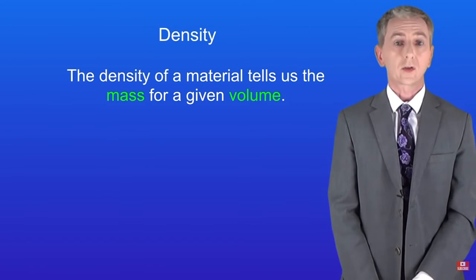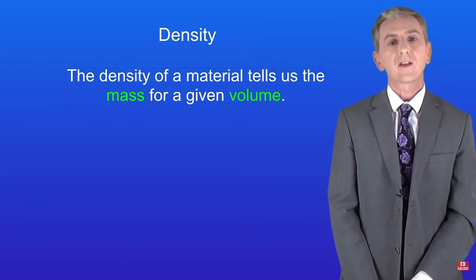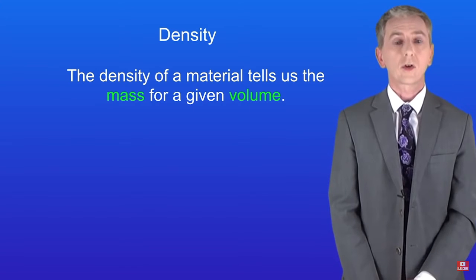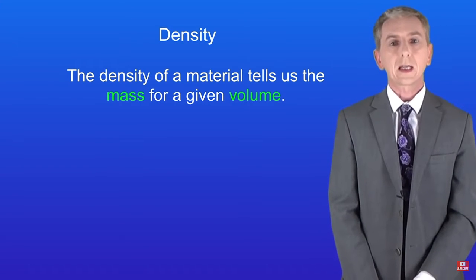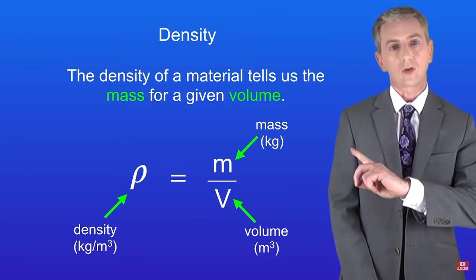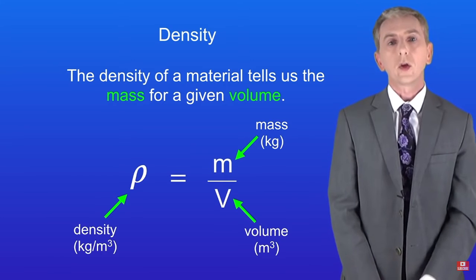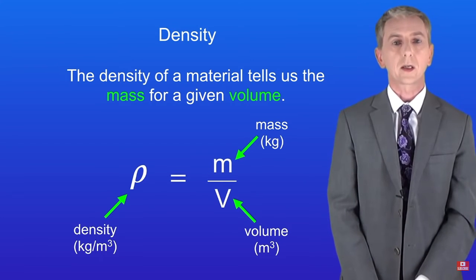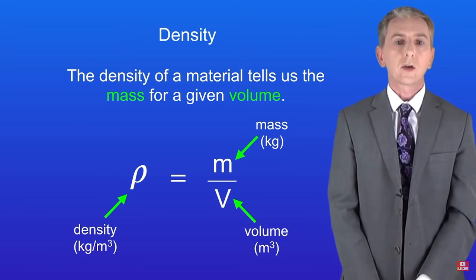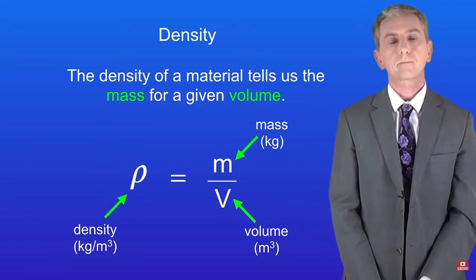In the last video, we looked at density, and we saw that the density of a material tells us the mass for a given volume. We calculate density using this equation. The density equals the mass in kilograms divided by the volume in meters cubed. The unit of density is kilograms per meter cubed. And remember that you're not given this equation in the exam.